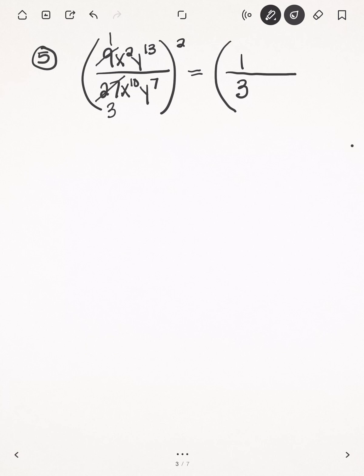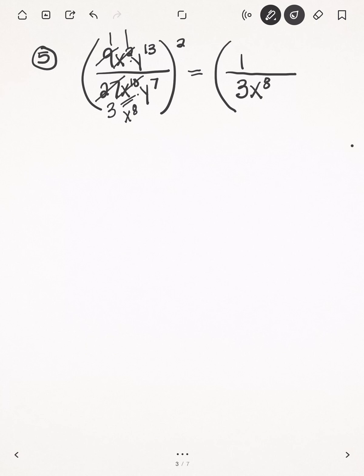Now, look at your x's. Where are most of your x's? Most of your x's are on the bottom, so your x's are going to end up on the bottom. You have 2 x's on top and 10 on the bottom. So what happens when you cancel out 2 x's from both of them? You're left with 8 x's on the bottom.